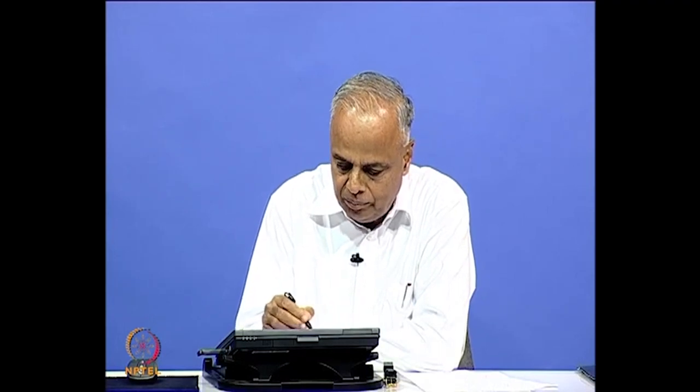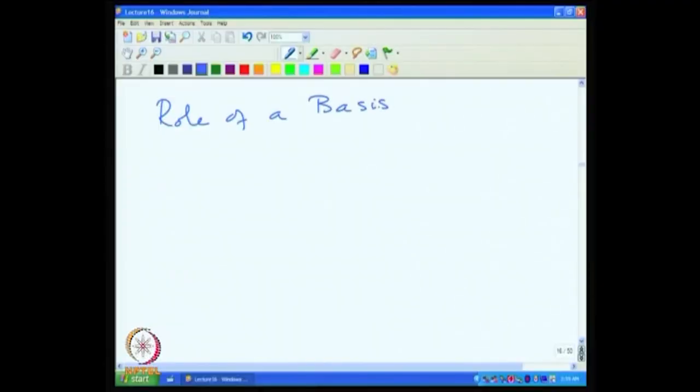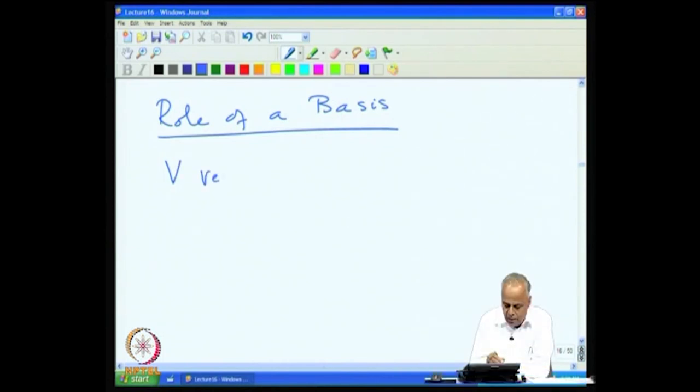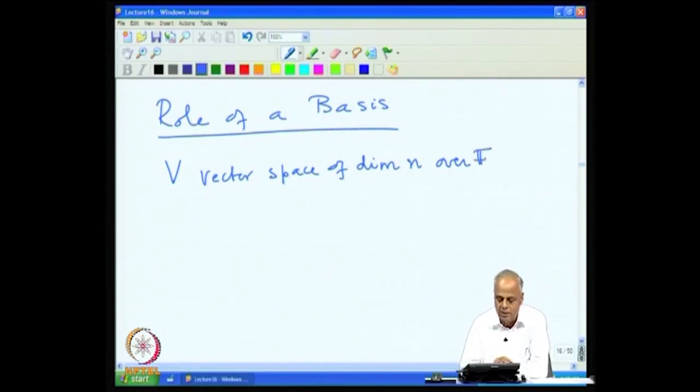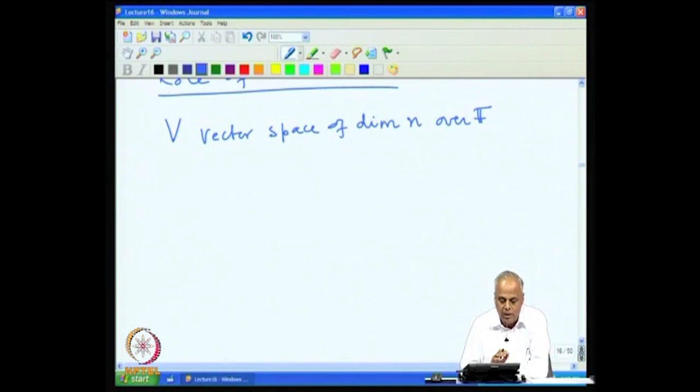Now, the role of a basis, we will see what sort of help it does in our analysis. So, first of all, let us say V is a vector space of dimension n over F. So, we have a finite dimensional vector space, its dimension is n. Okay. Now, it can have any basis, but any basis must have exactly n vectors because the dimension is n.